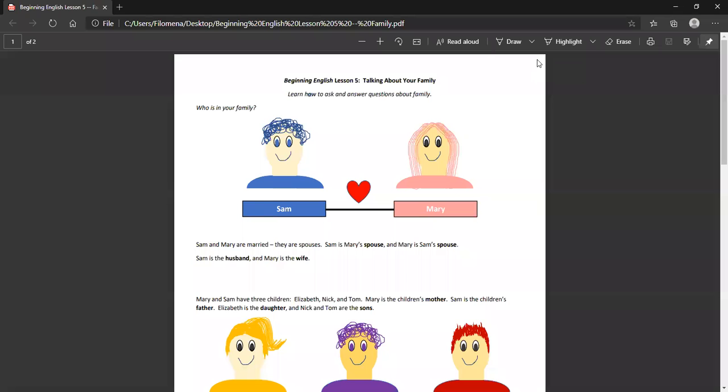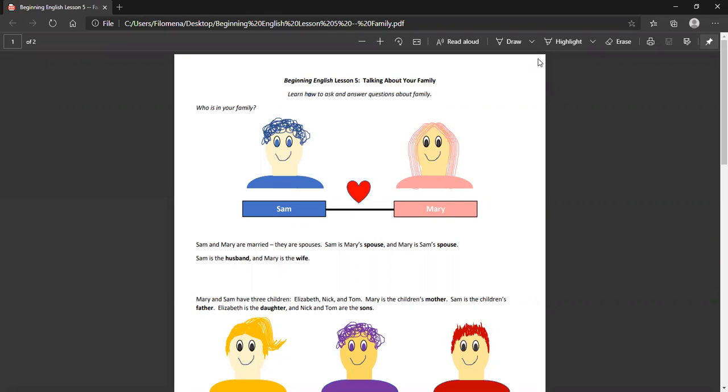Let's talk about our families. We're going to learn how to ask and answer questions about family. Who is in your family? Look at this family. We have Sam and Mary, who are the parents, and they have 3 children.